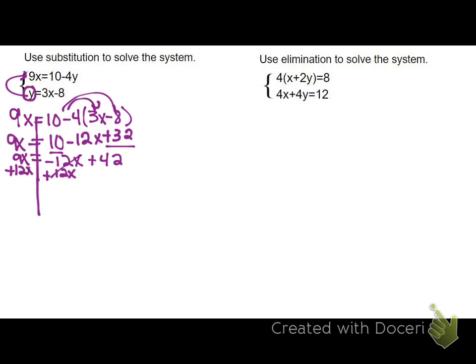What's 9x plus 12x? 21 what? x. Equals 42. How do I get x by itself? Divide 42 by 21. There we go, by 21. And x is going to equal 2. Good. So I now know what x equals.